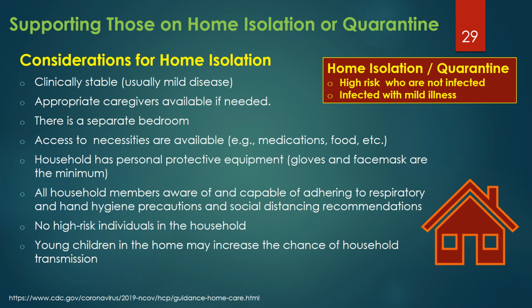For home isolation, there should not be any household members who would be at increased high risk of complications from COVID-19 infection, like the elderly, pregnant women, those with underlying medical conditions, etc. Young children in the home may increase the chance of household transmission, since it's often difficult for young children to understand and practice respiratory and hand hygiene.